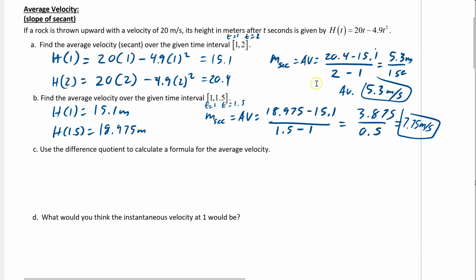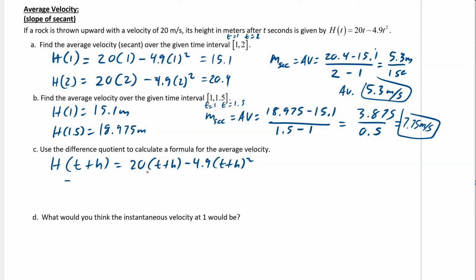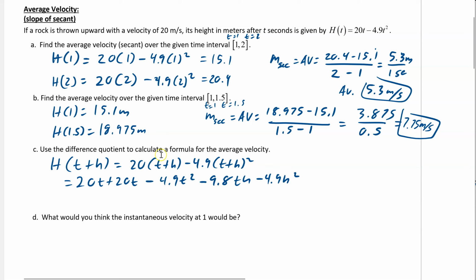Okay, so all of this has just been the difference quotient. That's all we've been doing. Remember, the average velocity, the secant, is the difference quotient. So if we find the difference quotient here, h of t plus h would be 20 times (t plus h) minus 4.9 times (t plus h) squared. This would become 20t plus 20h minus 4.9t squared minus 9.8th minus 4.9h squared. If you remember, this is just t squared, so 4.9t squared, 2th, so 9.8th, and then finally h squared.